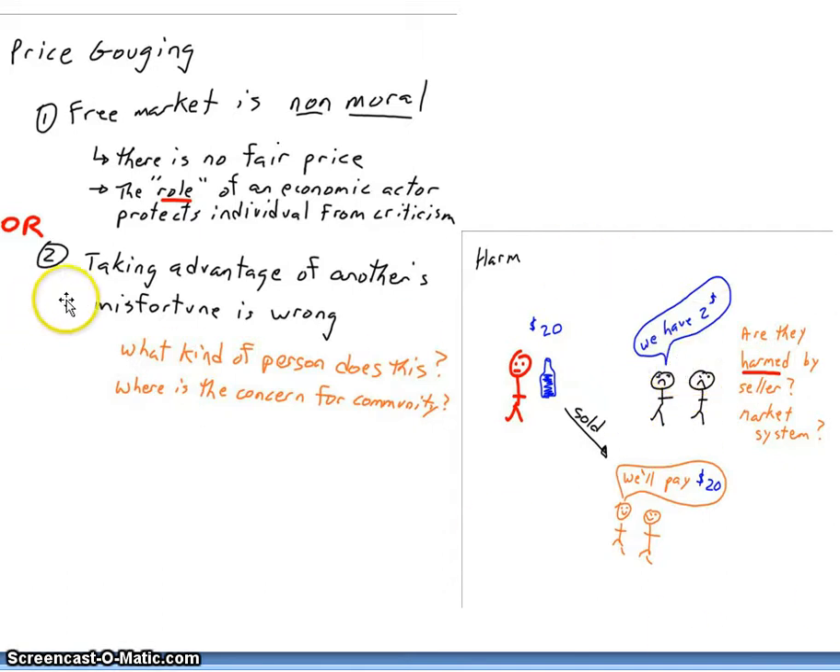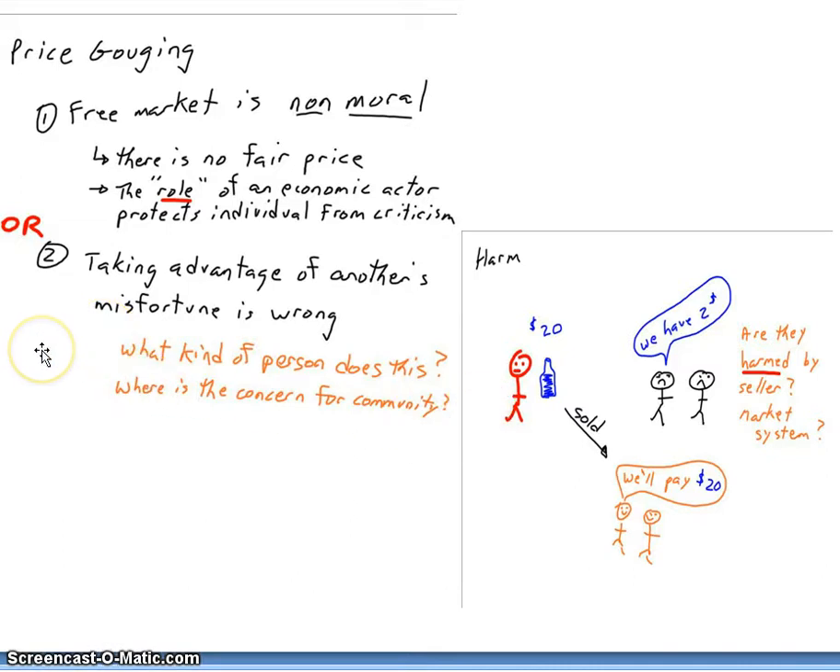The other view we took was that taking advantage of another's misfortune is wrong. We might want to bring a different set of moral principles to this case and say, no, they are a market participant, but that does not completely excuse them from behavior that might be harming others. In virtue theory, what kind of person does this? Shouldn't they have concern for others who are also thirsty but maybe don't have as much money to pay for the water? So those were viewpoints that we looked at in the price gouging case.